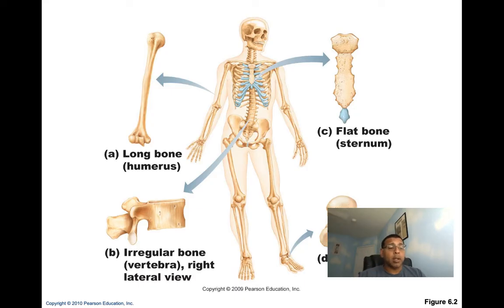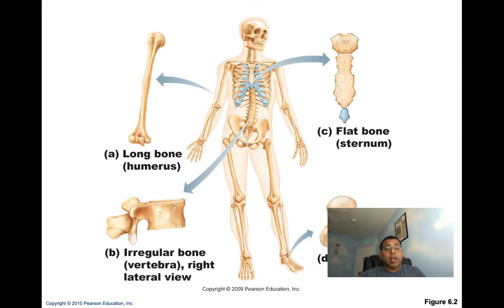And then the fourth classification is going to be irregular bones. Now, when we talk about irregular bones, they're described as having a complicated shape. Examples of irregular bones are vertebrae and your hip bones.